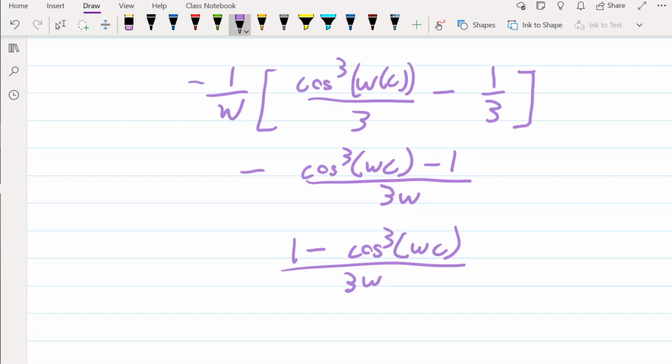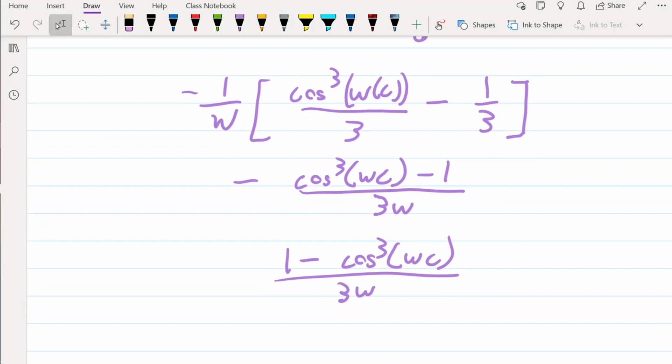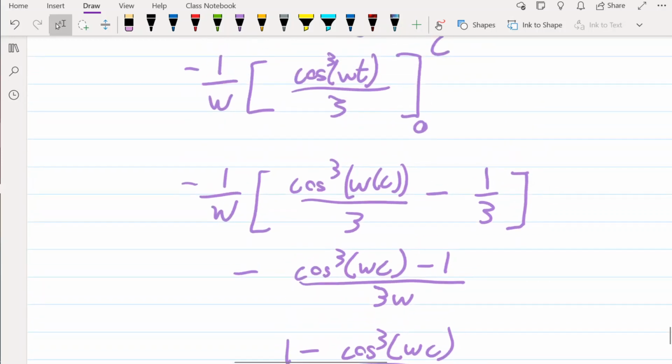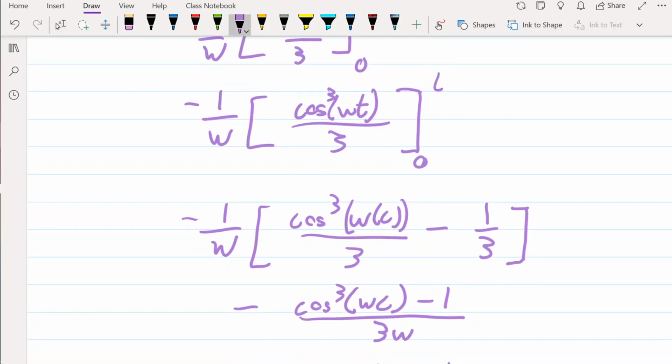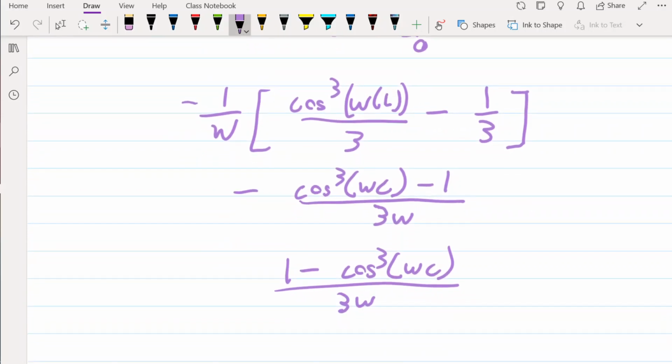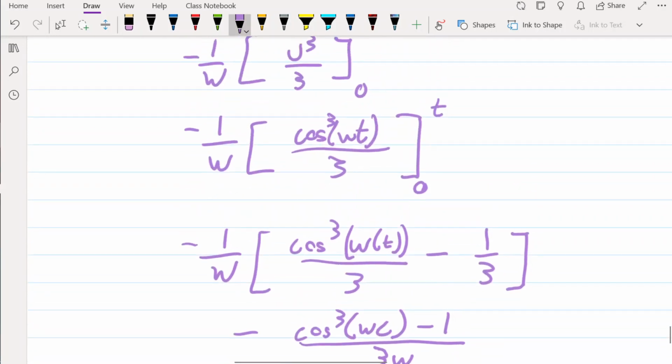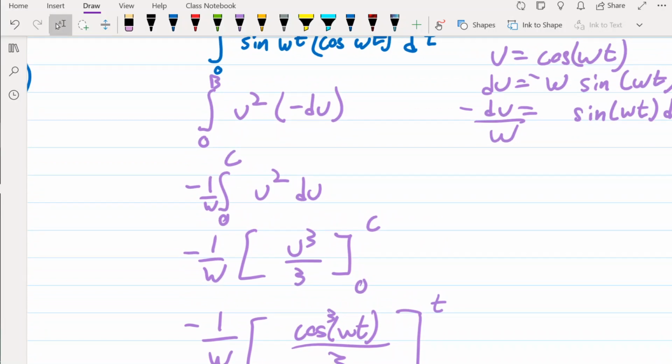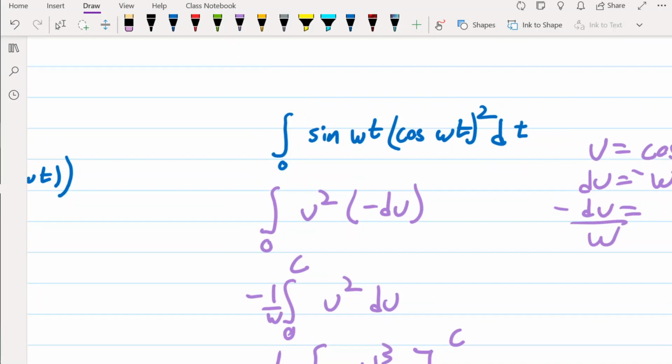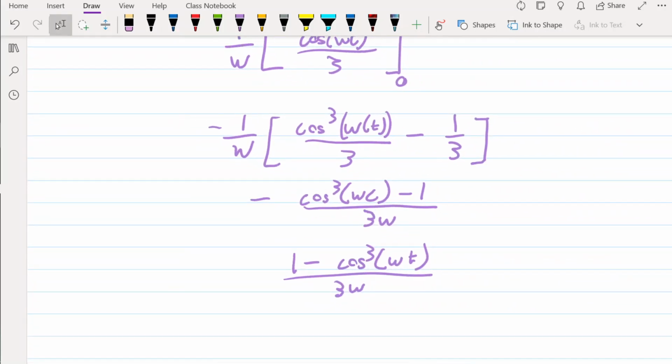Well, actually, maybe the bounds should have been T. 0 to T, not C. Oh, that probably would have made sense. I can probably just get away with changing C over to T. That makes a lot more sense in terms of this interval. So this is supposed to be C, and then this is supposed to be T. So besides me overcomplicating it in the beginning, it turned out pretty good.